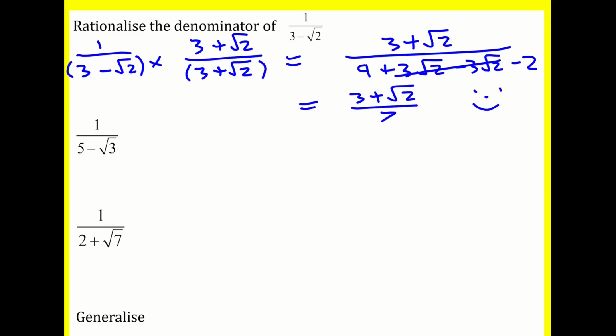That's it. We've rationalized the denominator. And you got to admit, that is nicer. Like dividing by a horrible, horrible surd, or having a surd at the top and just dividing by 7. That is easier to deal with.